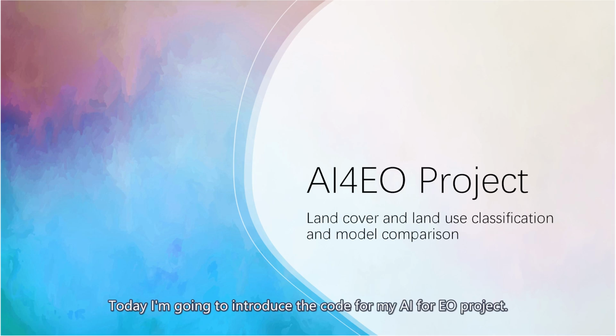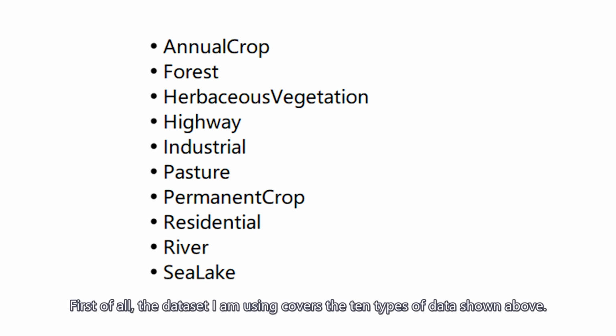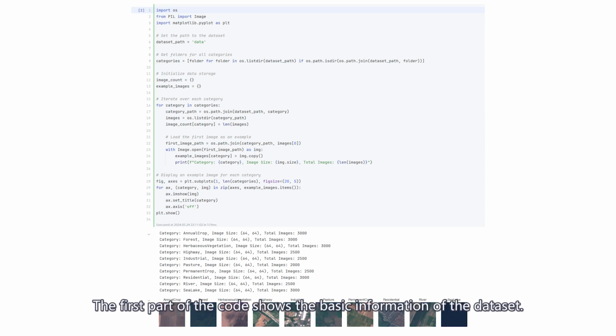Today I'm going to introduce the code of my AI4EO project. First of all, the dataset I'm using covers the 10 types of the data shown above. The first part of the code shows the basic information of the dataset.